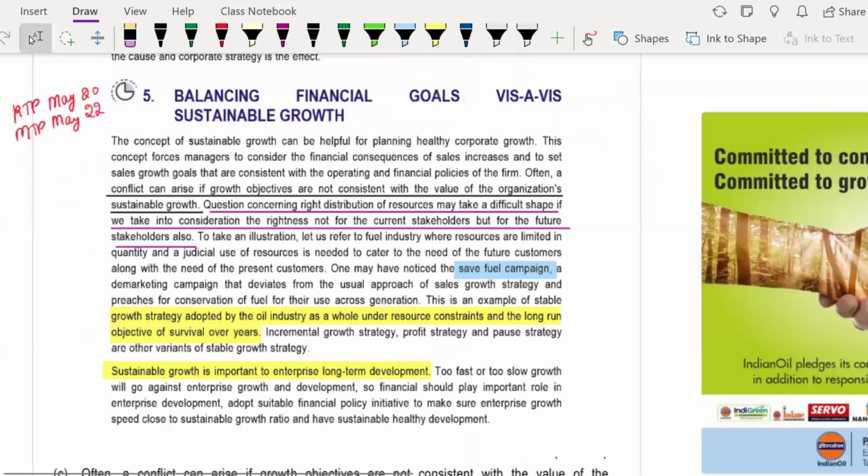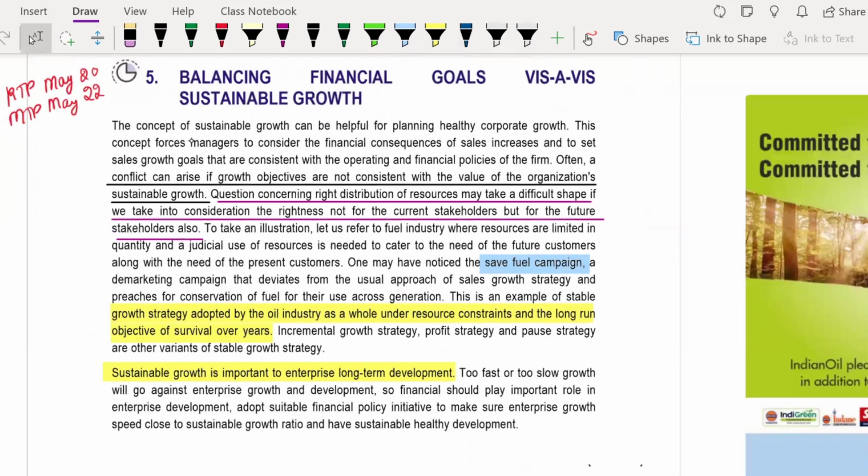The next question is, how are you going to balance your financial goals by keeping in mind your sustainable growth too? The question on this was there in RTP May 20 and MTP May 22. This has not yet been asked in the exam.